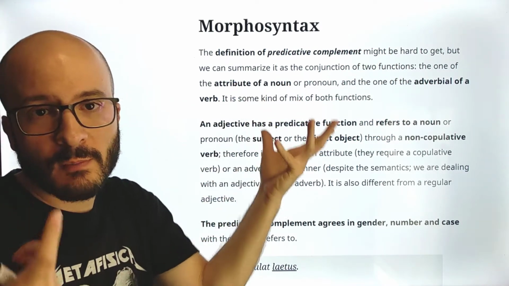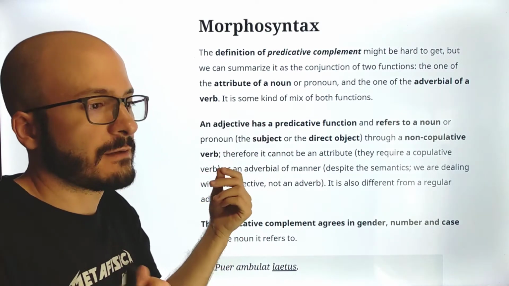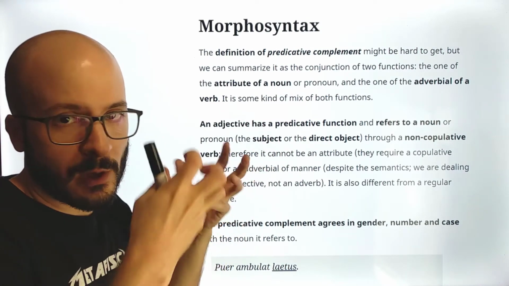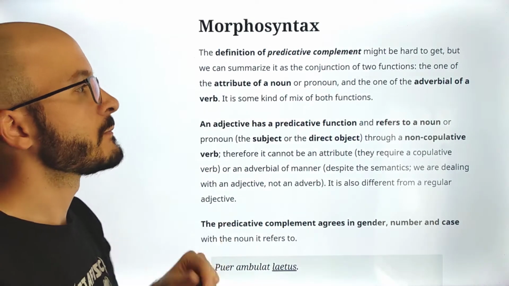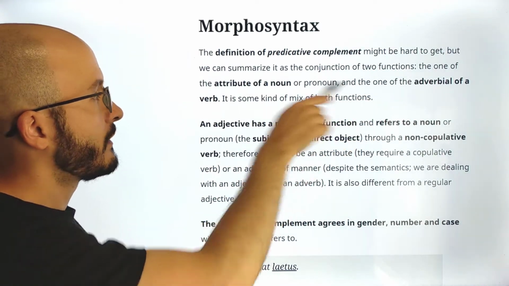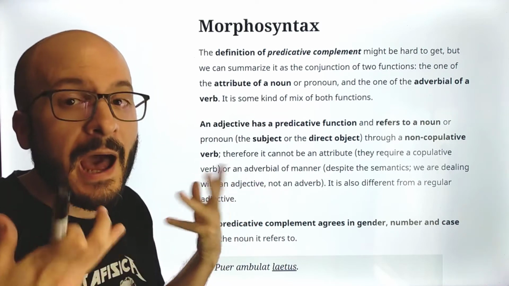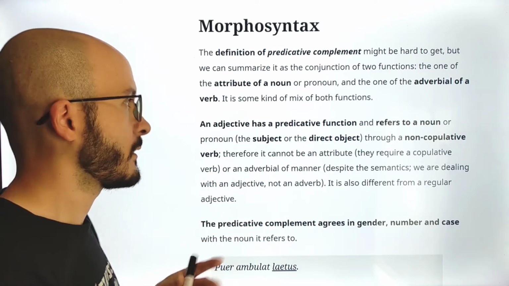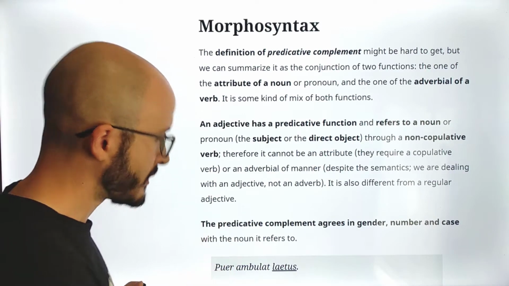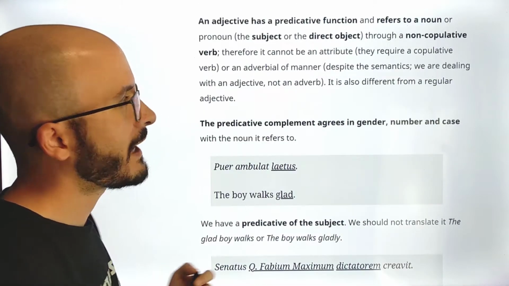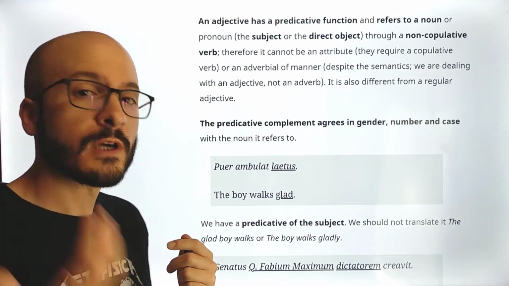Attribute of a noun, remember, with copulative verbs like Gaius altus est. So altus is the attribute of Gaius. And then adverbial of a verb. Any kind of adverbial, usually manner. How do we do something? Okay, now let's continue. Now it's when we are actually going to understand what we are talking about.